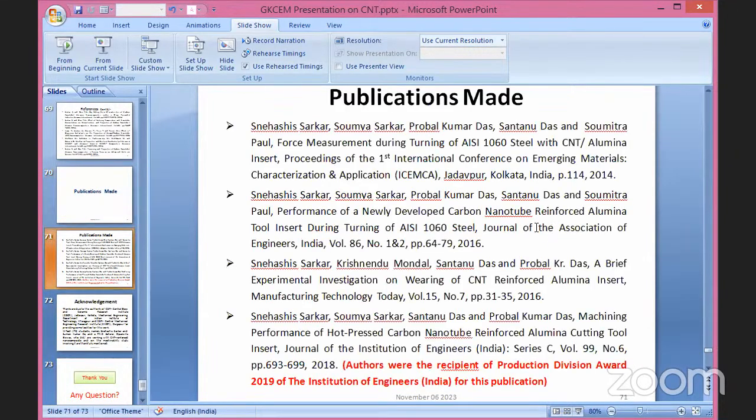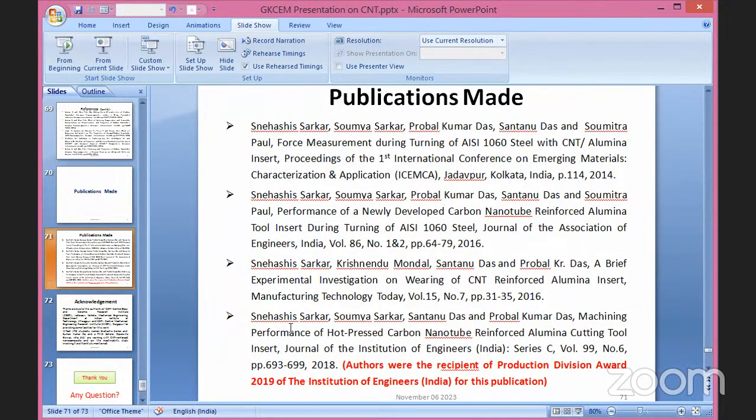I am not showing them. These are somewhat old publications. 2014, Snehashi Sarkar was the person who did MTech project at Kollam Government Engineering College, and he actually did all these initial developmental works. So 2014, 2016, and 2018, these four are the basic publications there. Few publications are still in process.